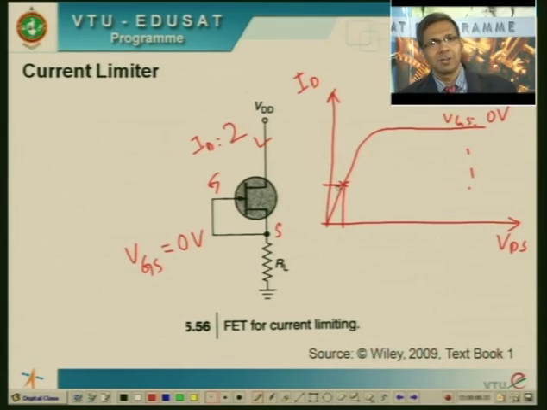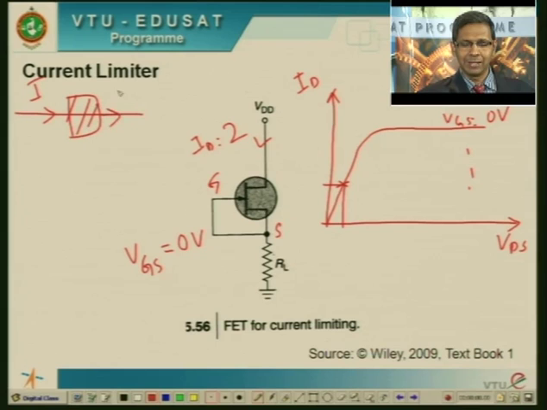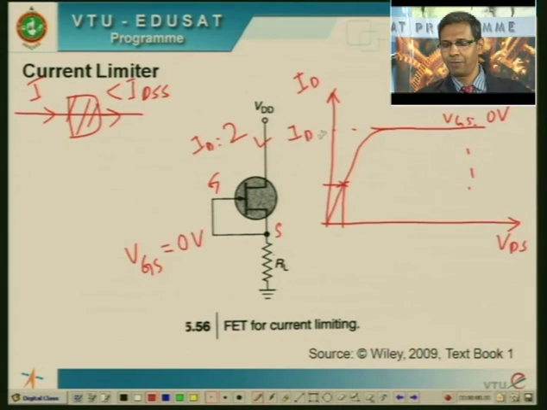Now what happens? Because of some eventuality in the circuit, a large current rushes into it. Remember, this current is flowing to the circuit which is beyond. This is just put in the path where the current is flowing. What do you mean by current limiter? I have a current flowing somewhere called I. I am simply going to insert my device here and ensure that the current is always less than my IDSS. What is IDSS? IDSS is this saturation current here for VGS equal to 0. So how do I ensure that?